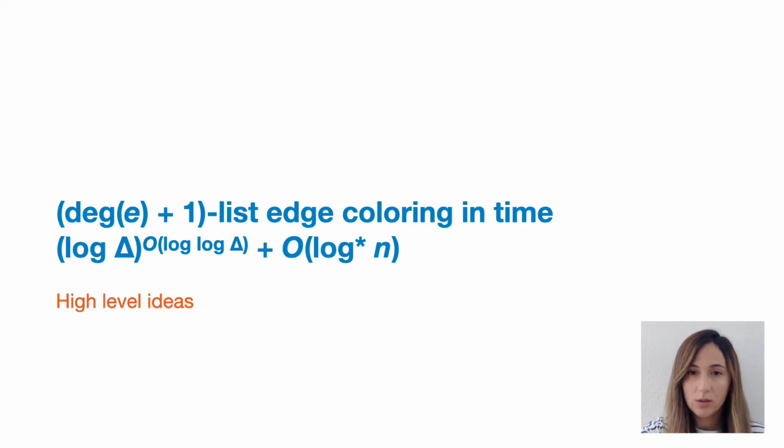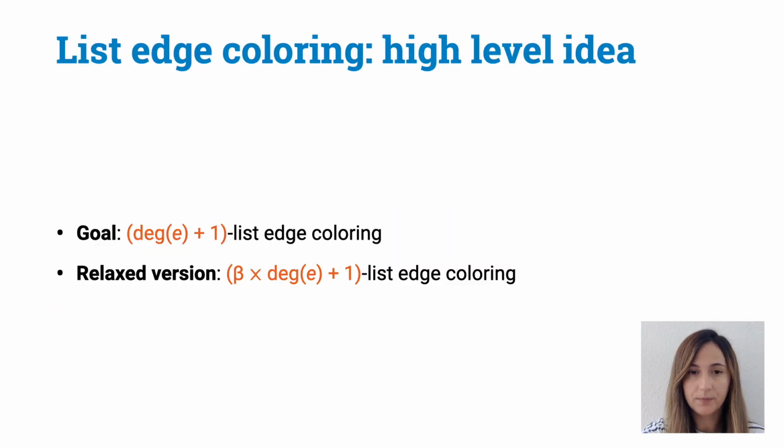In the rest of the talk, we will see an overview of the high-level ideas for computing degree plus 1 list edge coloring in time quasi-polylogarithmic in delta plus order of log star of n. So our problem of interest is degree plus 1 list edge coloring. But in order to solve it, we will first consider a more relaxed variant of this problem, where the lists of colors are large. In particular, we consider variants where the list of colors must be of size at least beta times degree plus 1. Then we will see how we can relate these two problems.